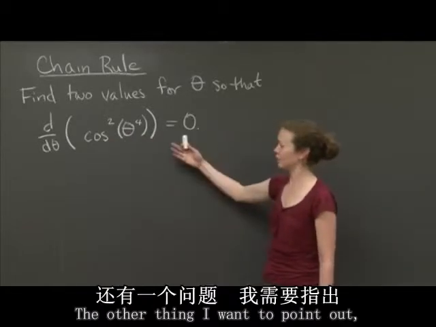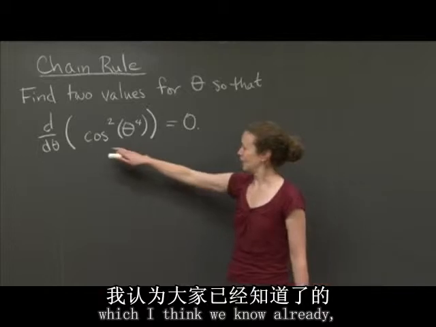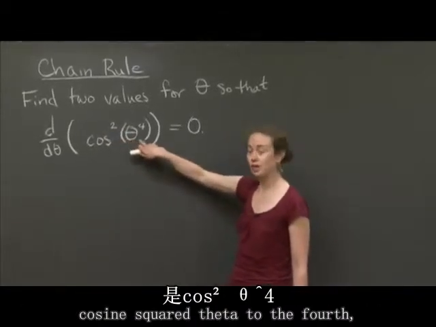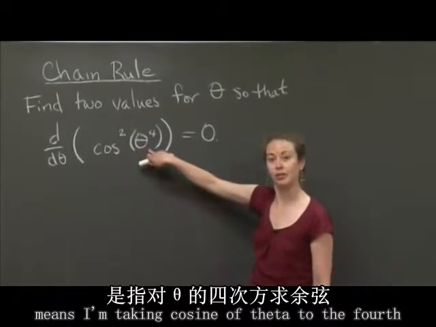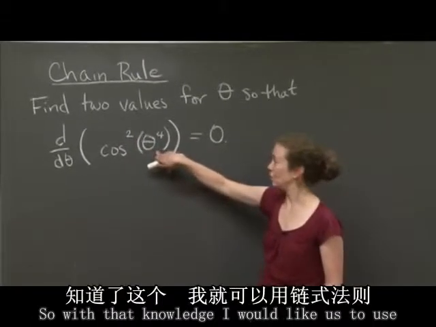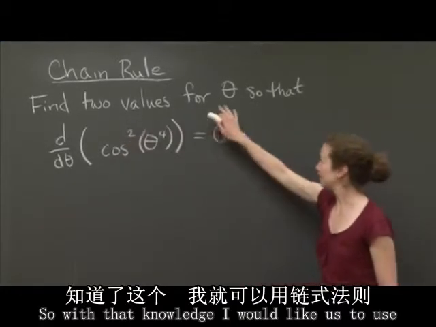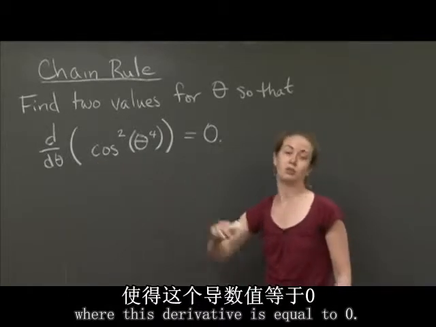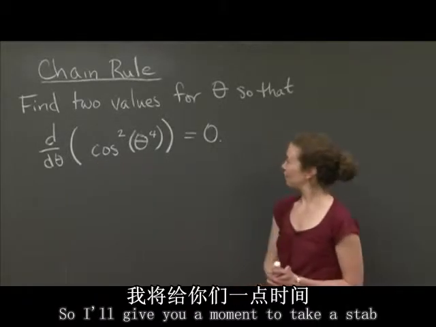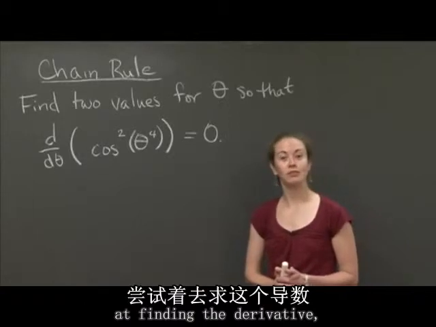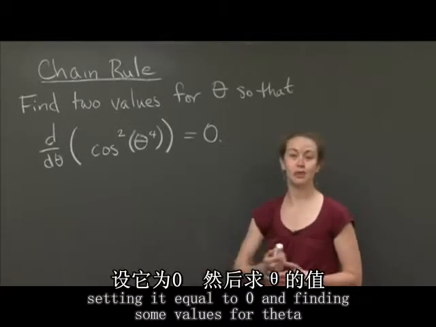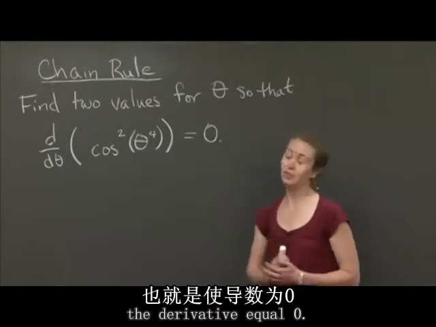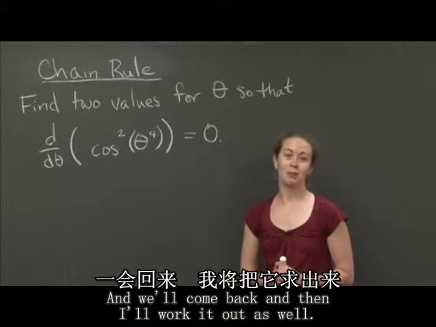The other thing I want to point out, which I think we know already, but just to be sure, is that this squared here, cosine squared theta to the fourth, means I'm taking cosine of theta to the fourth, and I'm actually squaring it. So with that knowledge, I would like us to use the chain rule to find two values for theta where this derivative is equal to 0. So I'll give you a moment to take a stab at finding the derivative, setting it equal to 0, and finding some values for theta that make this equation, the derivative equals 0. And we'll come back, and then I'll work it out as well.